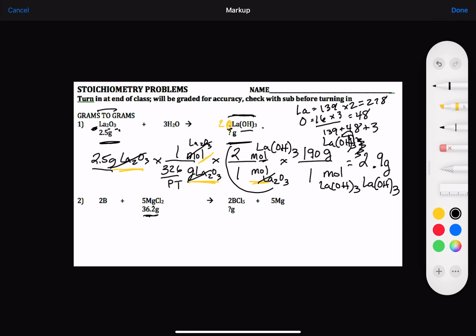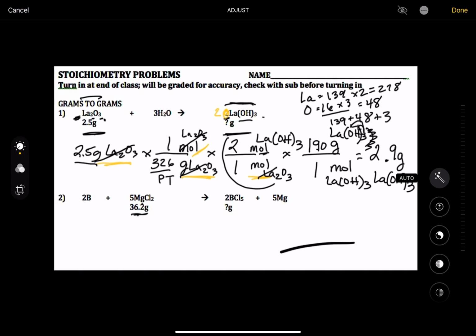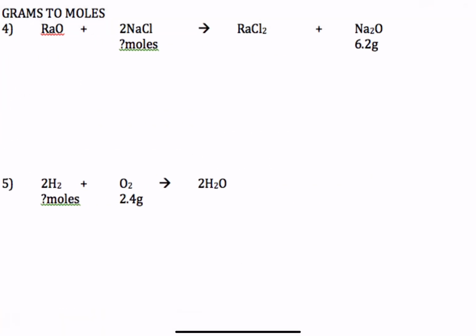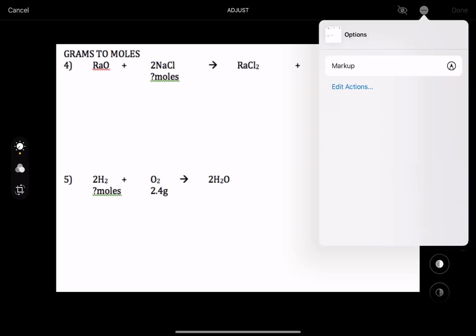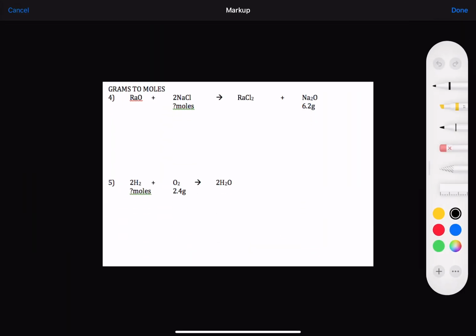So this is grams to grams. And if I go to the next one, the next category is grams to moles. So I will start with what you're given, which is 6.2 grams of sodium oxide.